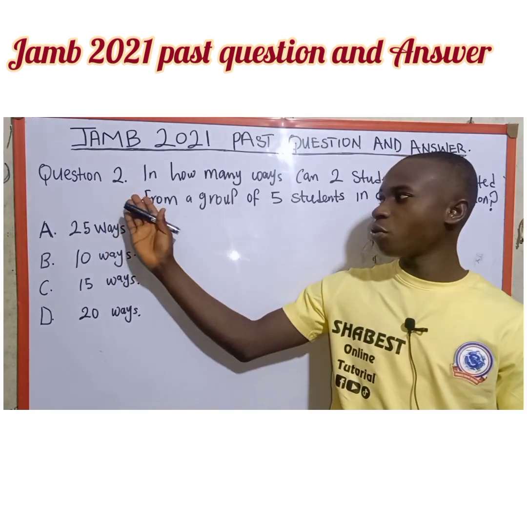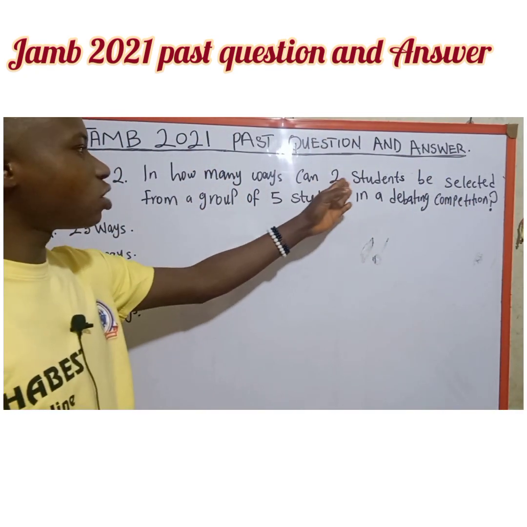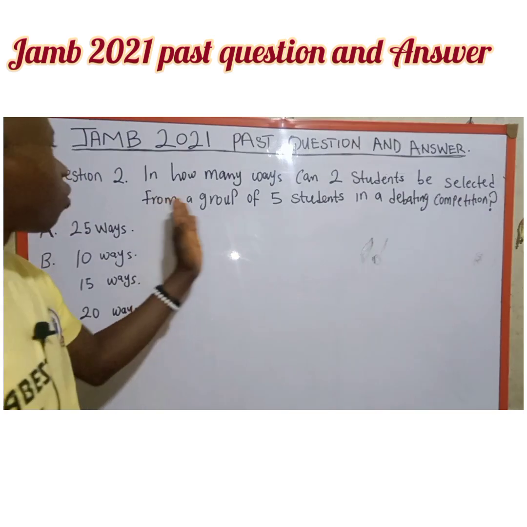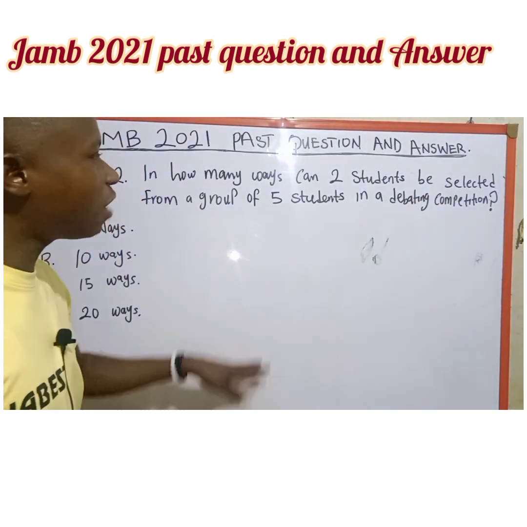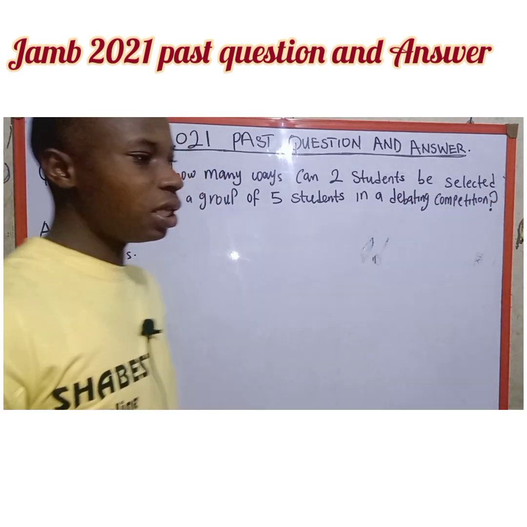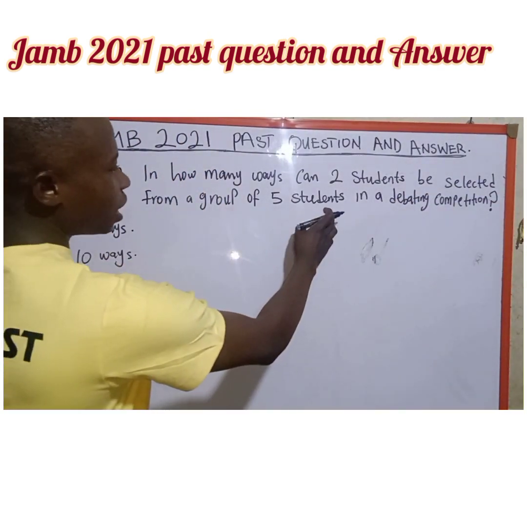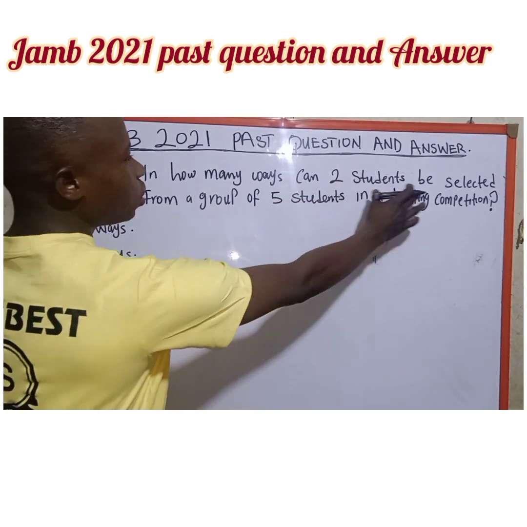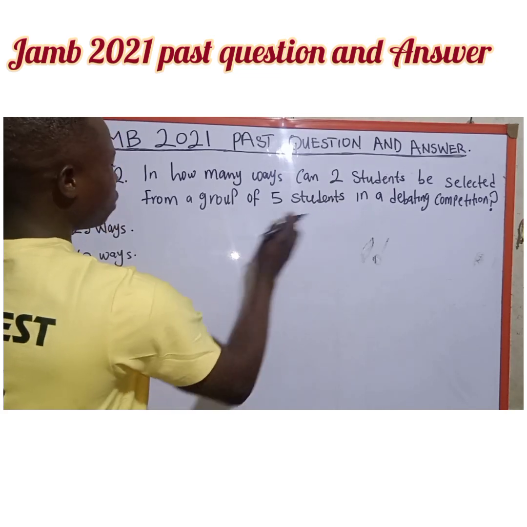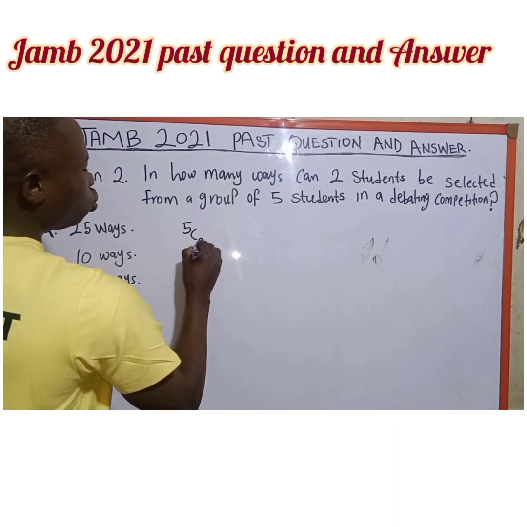But this is question number 2. The question reads: in how many ways can 2 students be selected from a group of 5 students in a debating competition? Whenever you hear selection, it means combination. So in this question, we are selecting 2 students out of a group of 5 students. So this implies 5 combination 2.